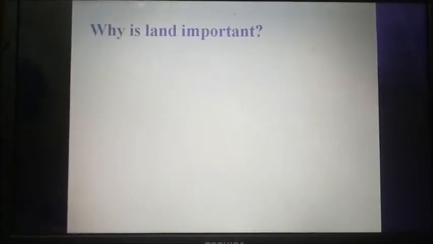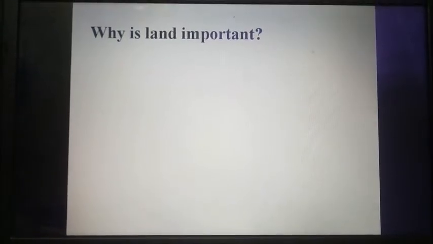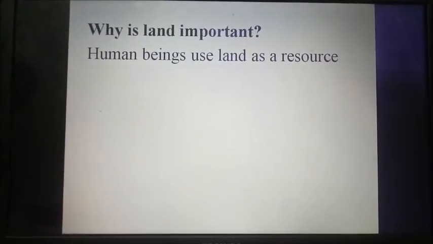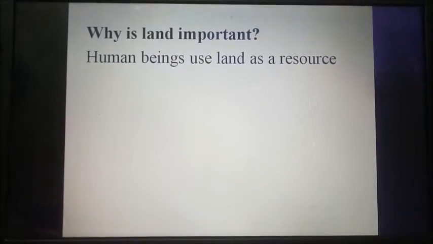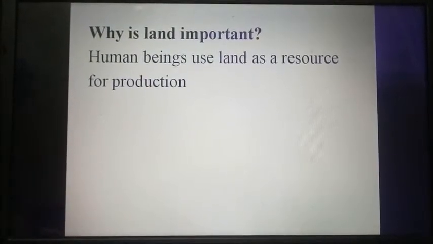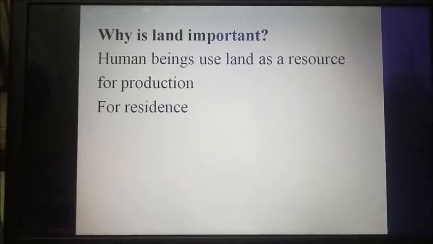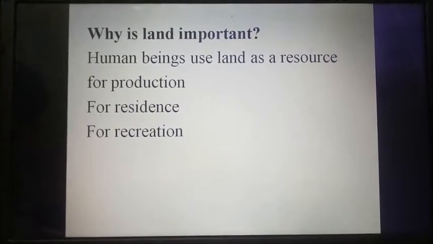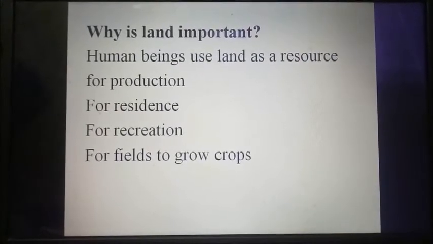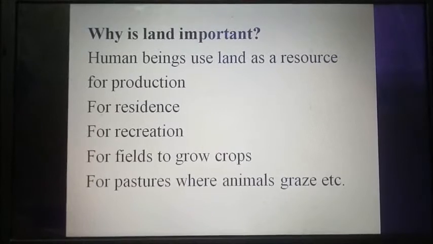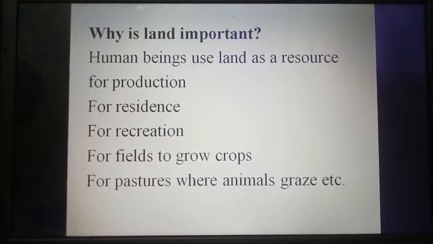First of all, we should know why land is important. Land is important for human beings as well as animals because it is used as a resource for production, for residence, for recreation, for fields to grow crops, for pastures where animals can graze. That is why land is very important.